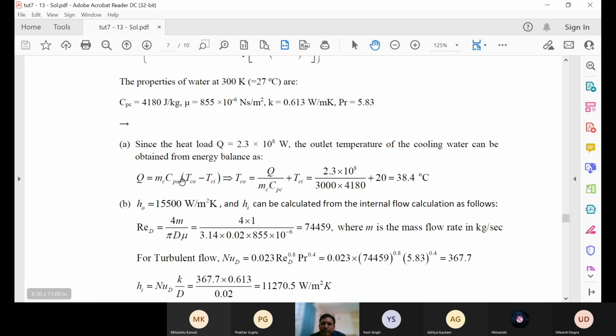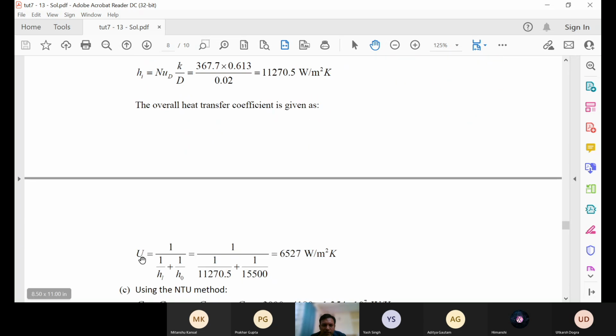Once we know inside heat transfer coefficient and outside heat transfer coefficient, we can calculate the overall heat transfer coefficient, and overall heat transfer coefficient can be written as this equation: U equals 1 upon 1 by HI plus 1 by H0. Here the resistance offered by the wall of the tube we are neglecting, because the wall of the tube is made up of metal, and therefore the conduction resistance offered by that we are neglecting. So overall heat transfer coefficient comes out to be 6527. Is it clear to everyone? Does it make sense?